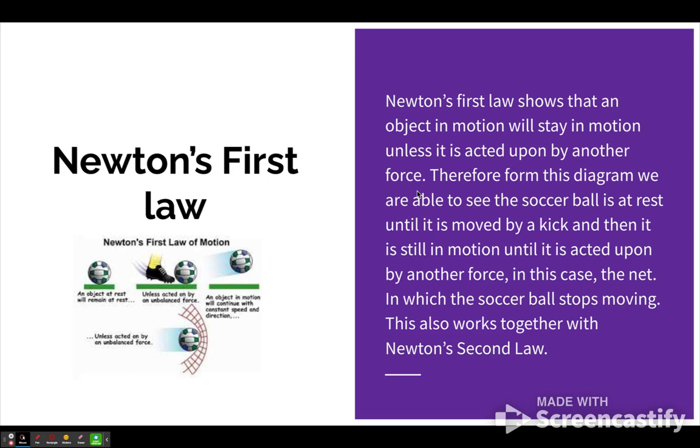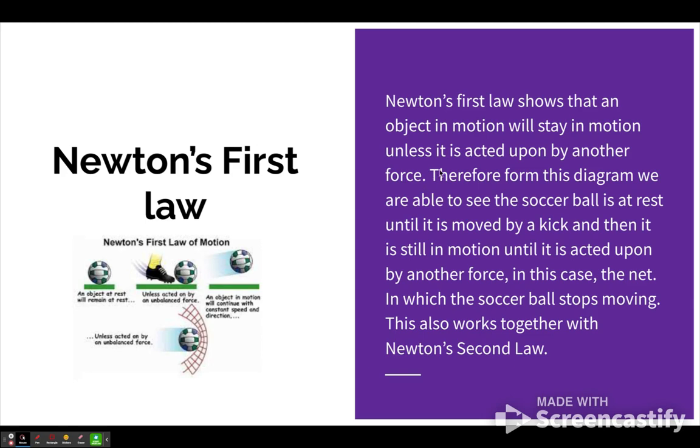So the fundamental principles of this lab, first, was Newton's first law. Newton's first law shows that an object in motion will stay in motion unless it is acted upon by another force. Therefore, from this diagram, we can show that the soccer ball is at rest here until someone kicks it, and then it's in motion, and the object will continue in motion at a constant speed until it's acted on by another force, which in this case is the net. So after the net acts on it, the ball stops moving.